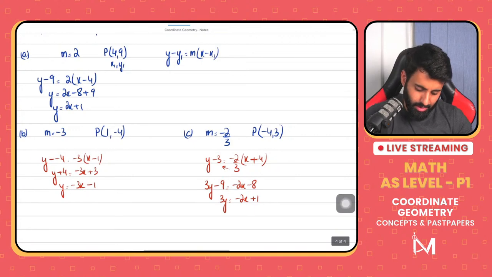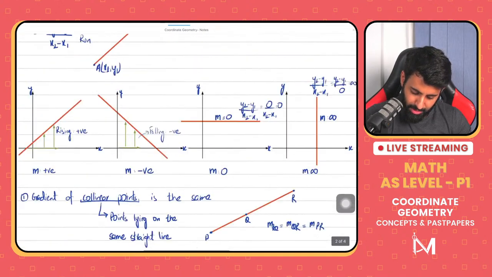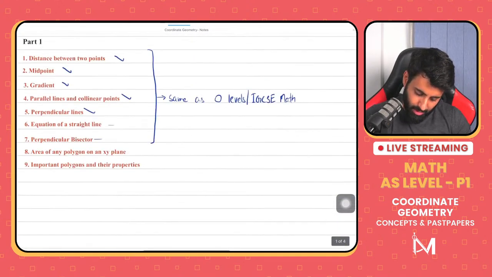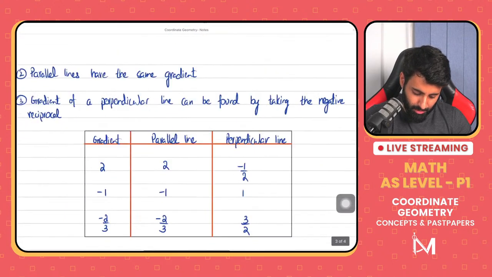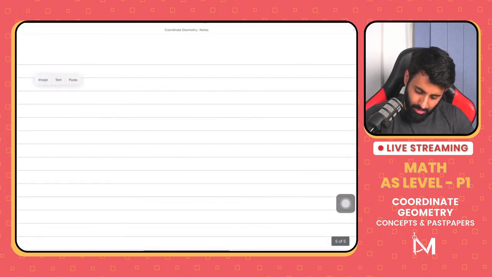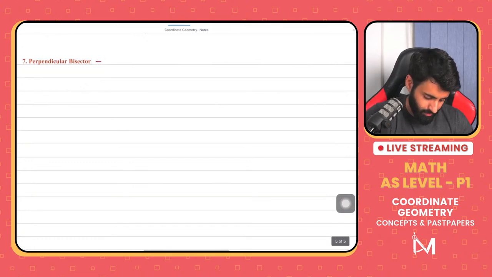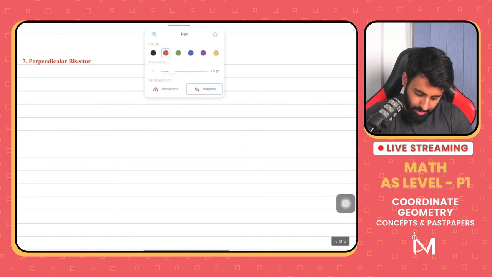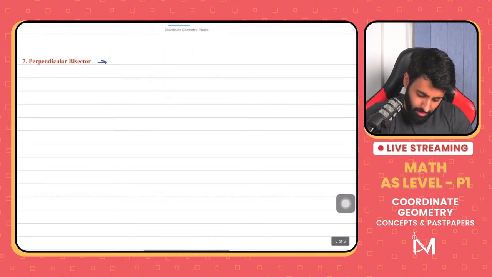Okay, now next is equation of perpendicular bisector. Now, equation of perpendicular bisector is perhaps the most frequently tested concept in past papers. Okay. It is very frequently tested.